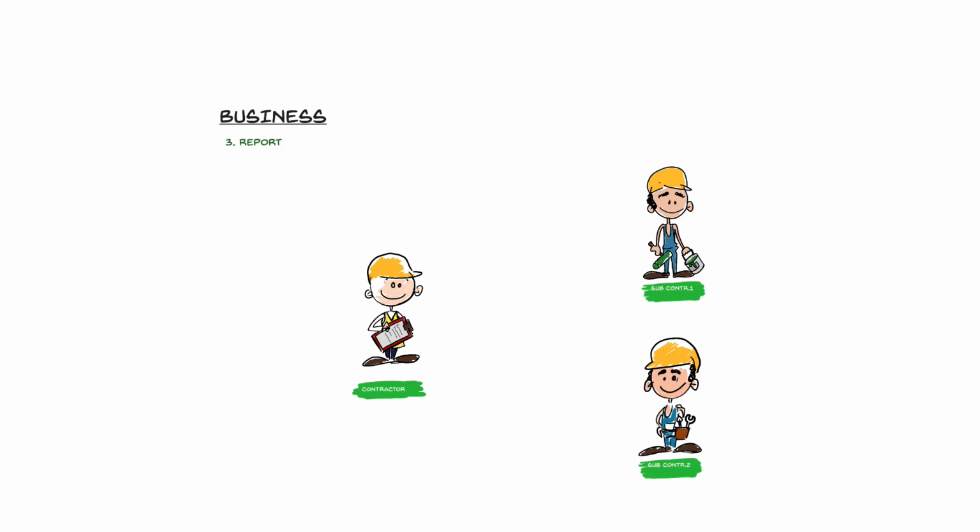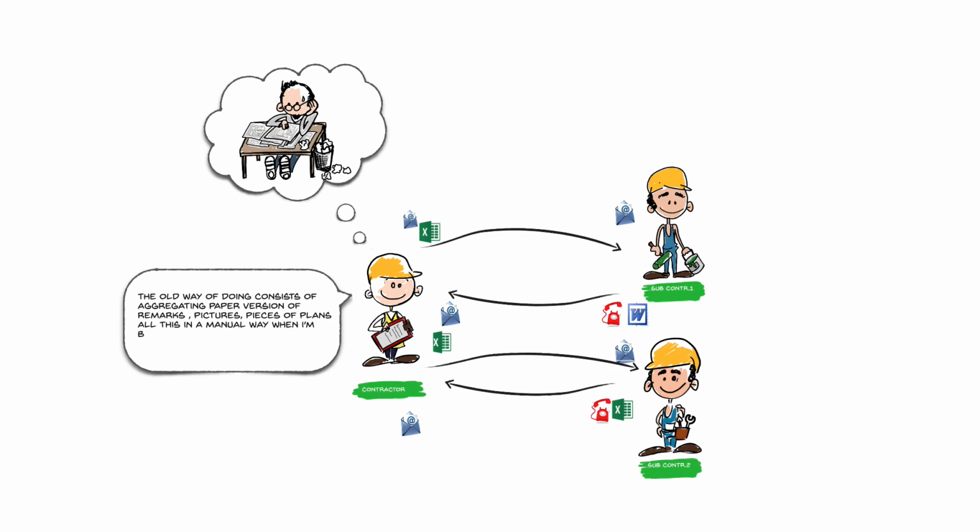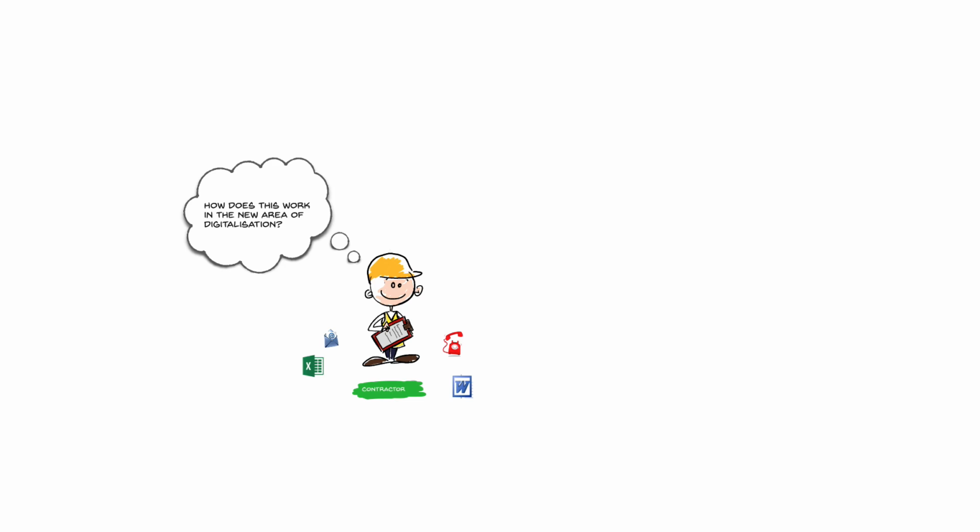In order to inform the stakeholders of all the tasks performed and the progress of the works, the contractor has created a report gathering all this information. To set up this report, the old version consists of compiling paper versions of remarks, pictures, pieces of plans, all done manually back at the office. This method is particularly time-consuming. We will now see the new way, involving the digitalization of this whole process.